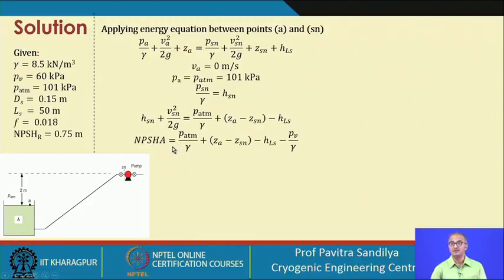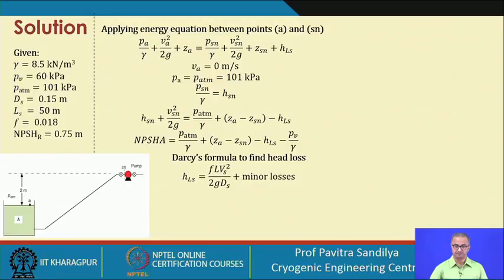So, this is the available NPSHA which we have to find out, and we know that if the available NPSH is more than the required NPSH, then there will not be any cavitation. To find this NPSHA, we know all the values, we need to know the value of HLS, and this HLS depends on the flow rate. So, whatever the flow rate is will decide the value of NPSHA, and that is how we can decide the maximum flow rate that can be allowed.